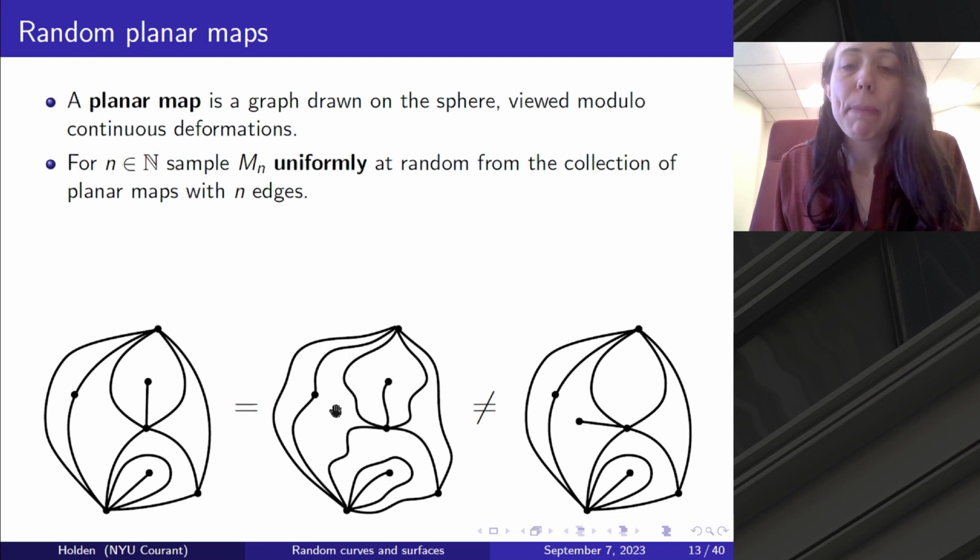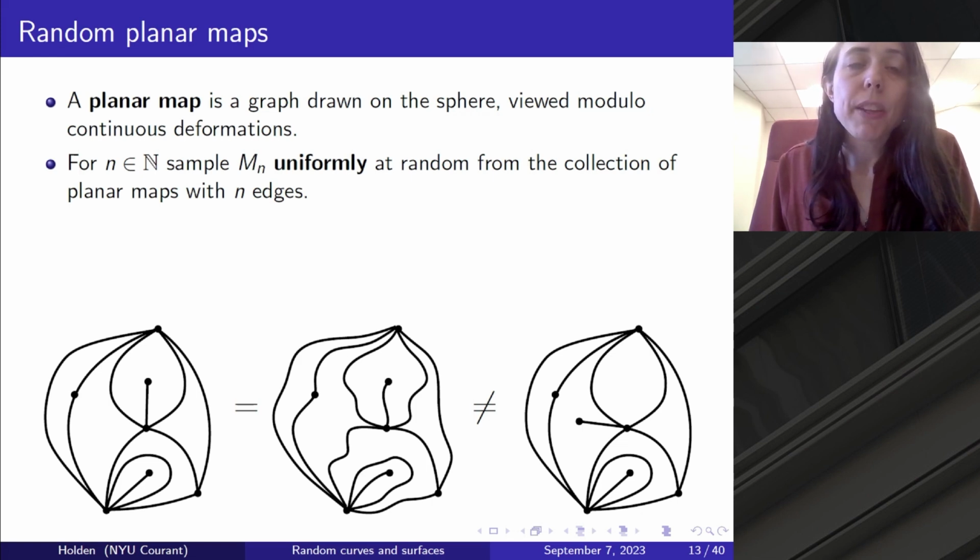On the other hand, this planar map and this planar map are not considered to be the same. Viewed as graphs, these two planar maps are the same, but viewed as maps, they're different, because in order to get this planar map from this planar map, this edge has to be moved here, and this deformation is not considered to be a continuous one.